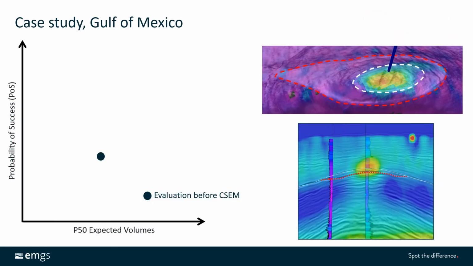So definitely after doing the CSEM, we also try to risk the prospect, to see how it goes. We plotted the prospect over here, with the P50 case and the probability of success. After doing the CSEM, we came to know that the outer area is not charged, so we reduced the volume, but we increased the probability of success.